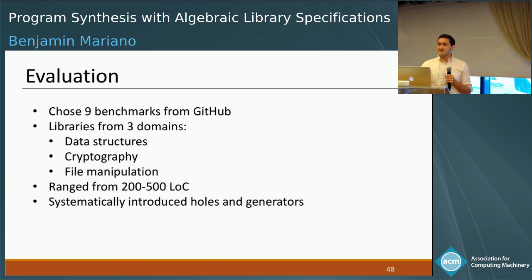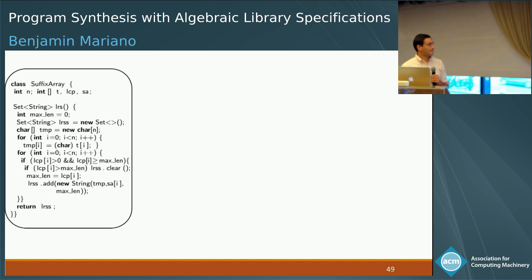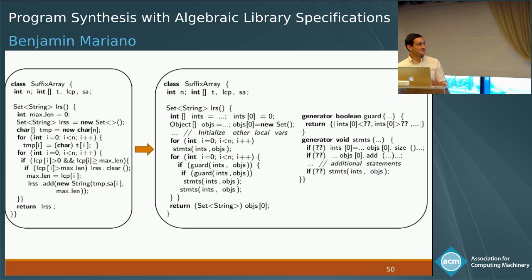The problem is obviously these are complete programs. So how did we turn these into synthesis problems that we could evaluate on? We applied a systematic approach for introducing holes and generators. OK. On the left here, you'll see one of the benchmarks from our evaluation. The details here aren't too important, but what you should notice is on the left, there's a function called LRS. And it does some complicated things, like it has 2 different loops and some complicated looking guards. And this is going to get translated into this big thing.